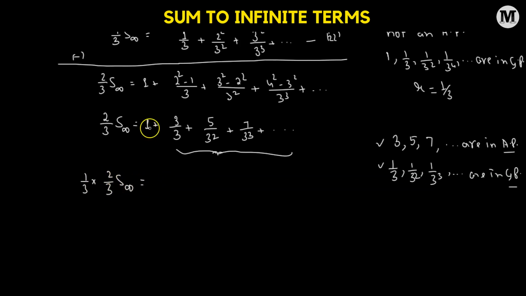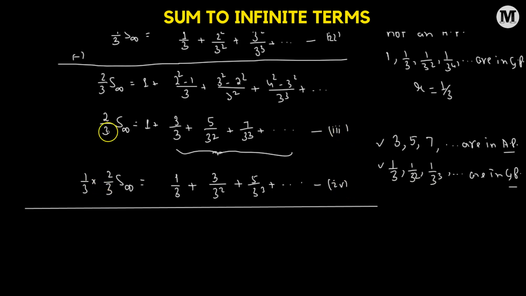So that's going to give us, the first term, that's 1. So 1 multiplied by 1 over 3 gives us 1 over 3. Added to 3 over 3 multiplied by 1 over 3, so that's 3 over 3 squared. Added to 5 over 3 squared times 1 over 3, so that's 5 over 3 cube. And then we have the rest of the terms. We're going to name this series number 4. Now we're going to subtract 4 from 3.